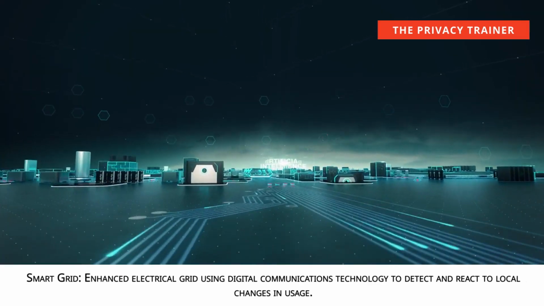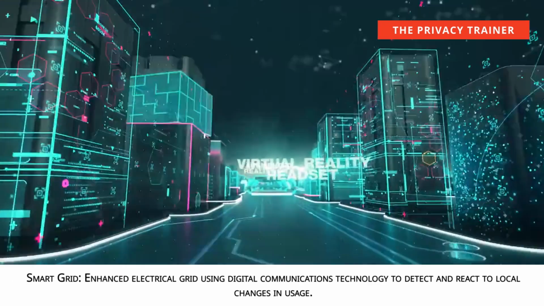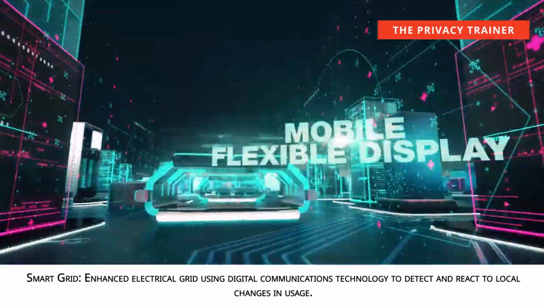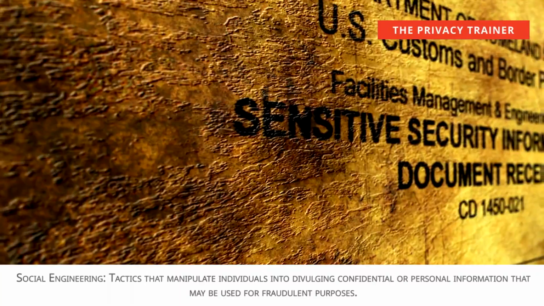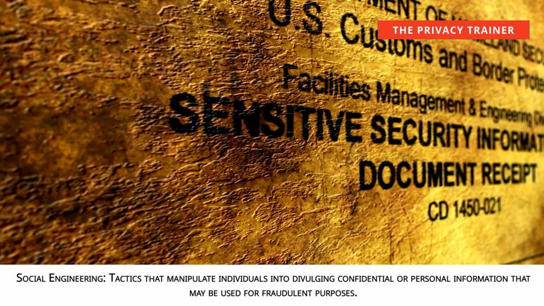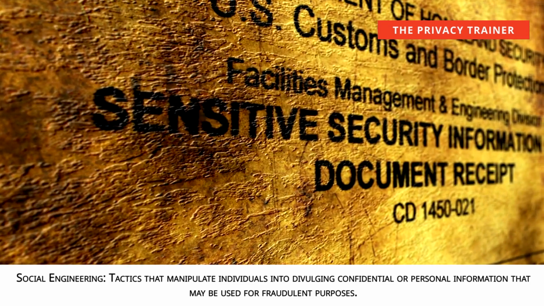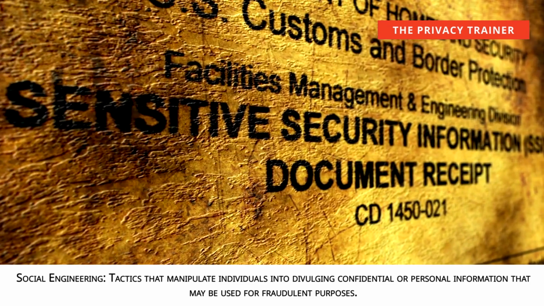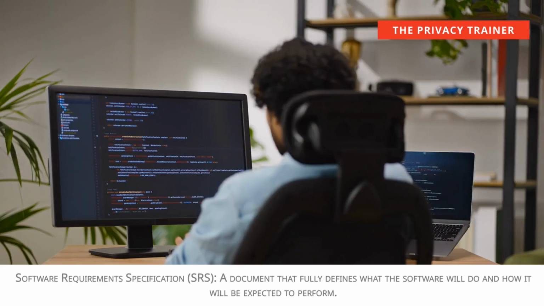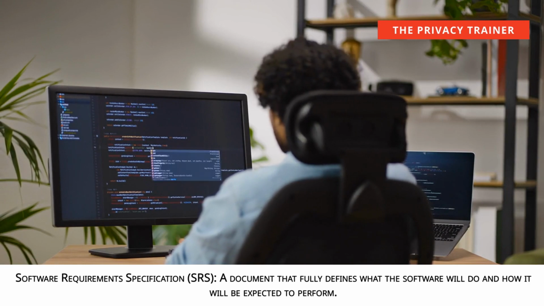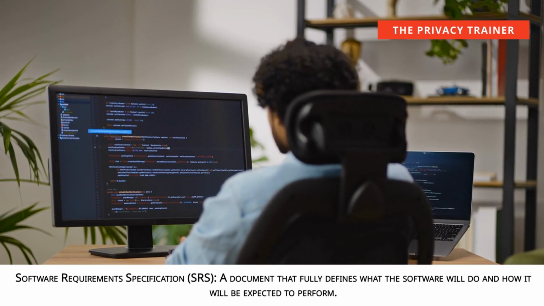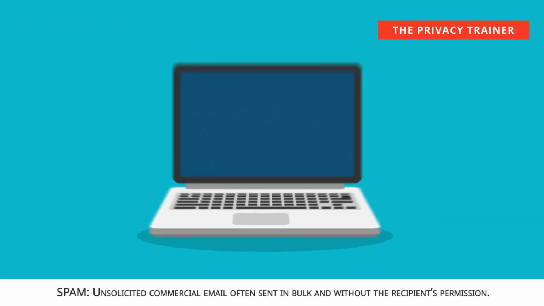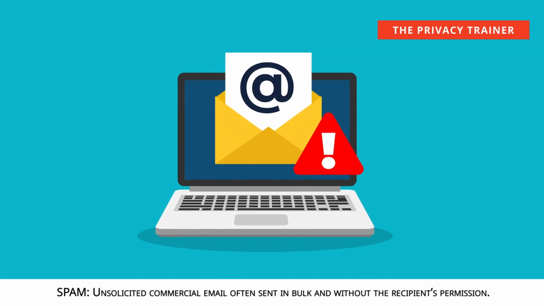Smart grid. Enhanced electrical grid using digital communications technology to detect and react to local changes in usage. Social engineering. Tactics that manipulate individuals into divulging confidential or personal information that may be used for fraudulent purposes. Software Requirement Specification, SRS. A document that fully defines what the software will do and how it will be expected to perform. Spam. Unsolicited commercial email often sent in bulk and without the recipient's permission.